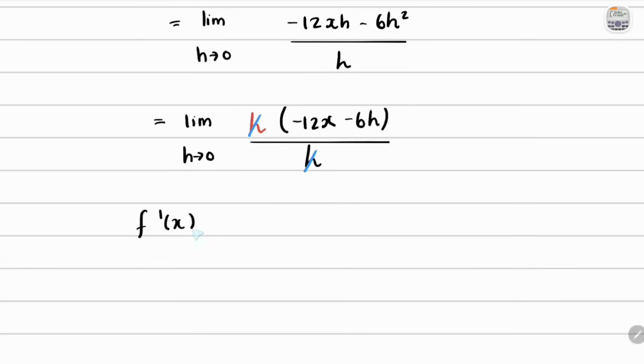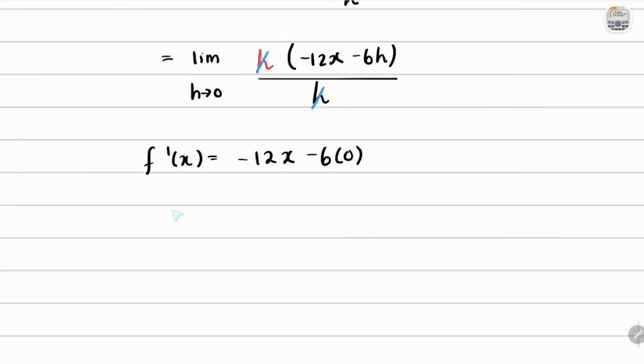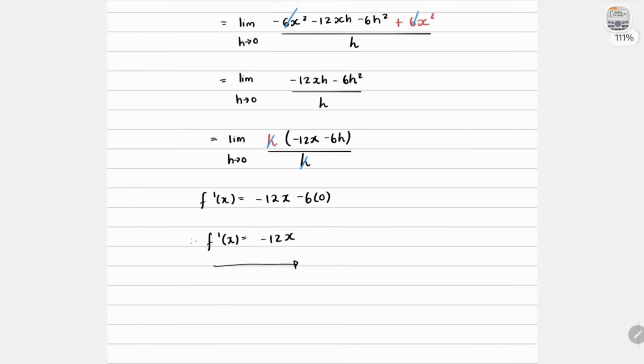So we're saying f prime of x is finally equal to negative 12x minus 6 in place of h, we put 0. And therefore, this means that f prime of x is equal to negative 12x. And that is our answer.